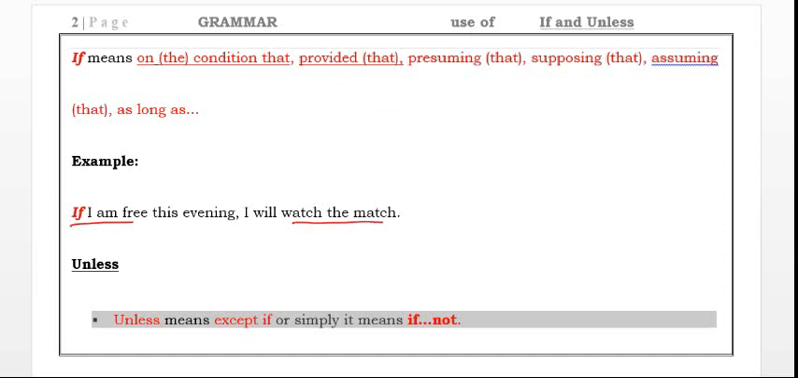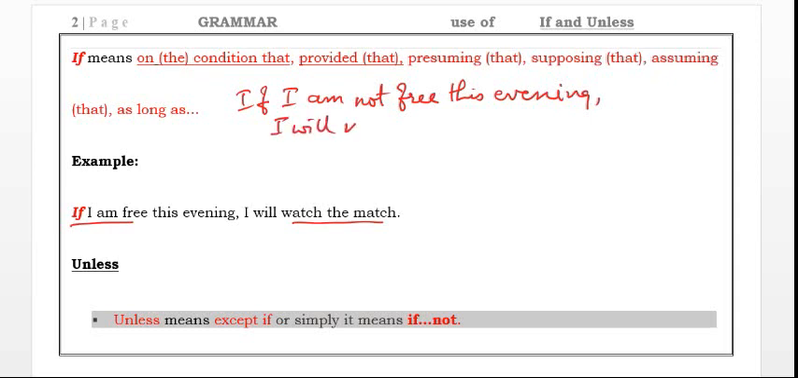Now, if I am supposed to convert it into negation, or the other way round, the meaning of this sentence can come in this way also, that is, if I am not free this evening, I will not watch the match. So the meaning is the same. The way it is written is different, and both of them are conditioned.